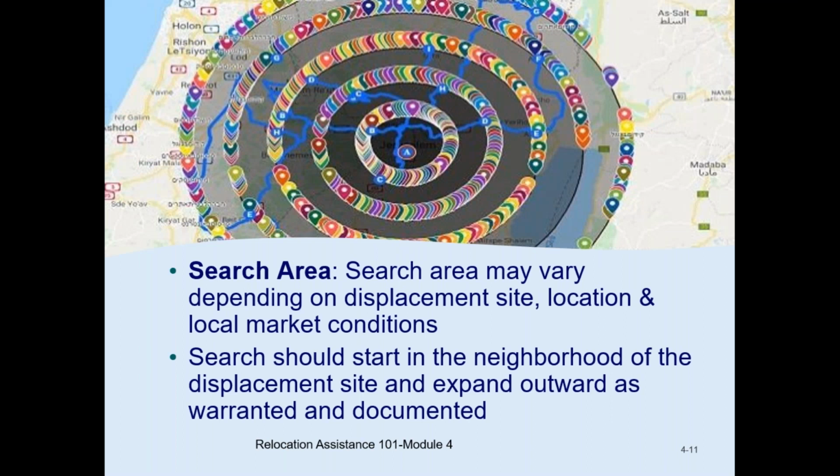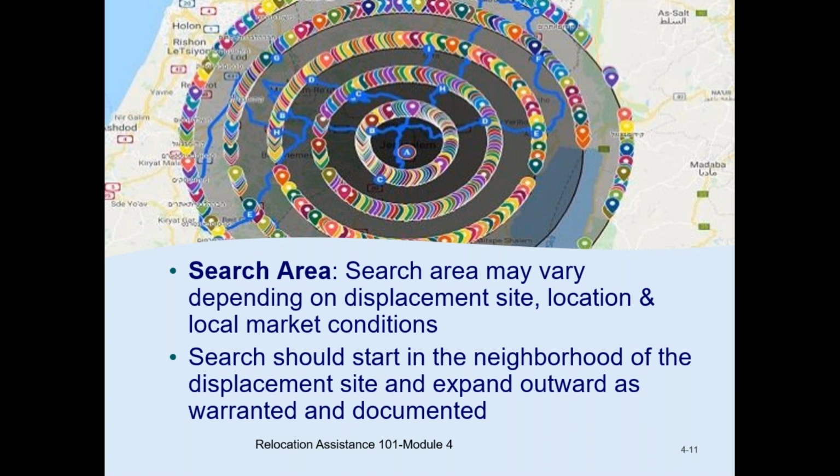So let's talk about the search area. The search area may vary depending on the displacement site, its location, and the local market conditions. The search should start in the neighborhood of the displacement site and then expand to include housing in nearby or similar neighborhoods where housing costs are generally the same or higher. You don't want to go into neighborhoods where the houses are not comparable. The area of the search may extend outward from the project area as warranted and is adequately documented.